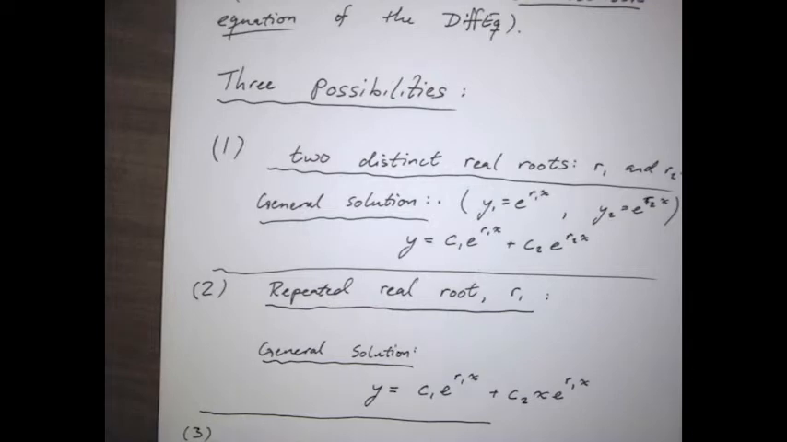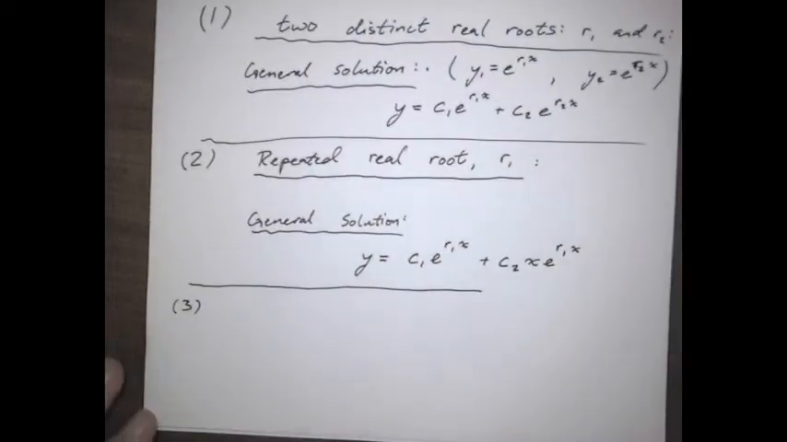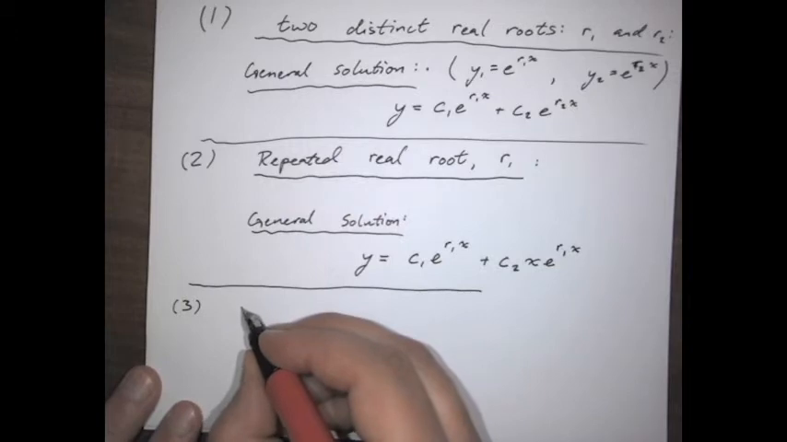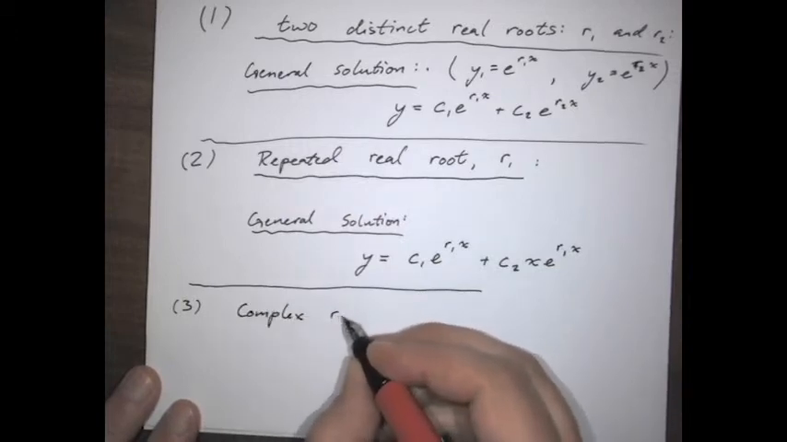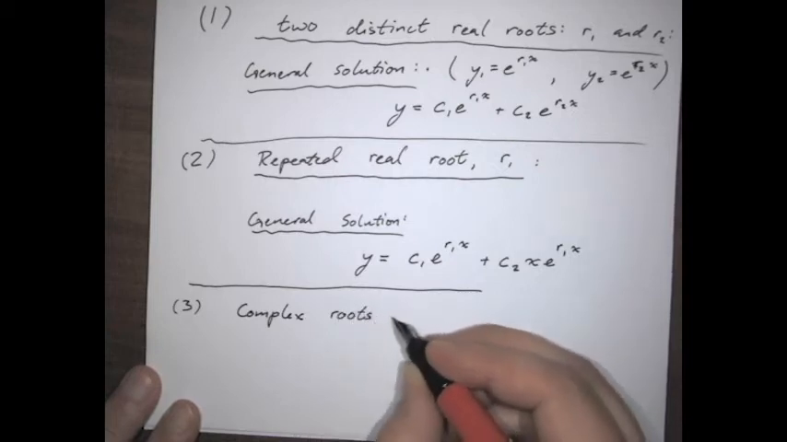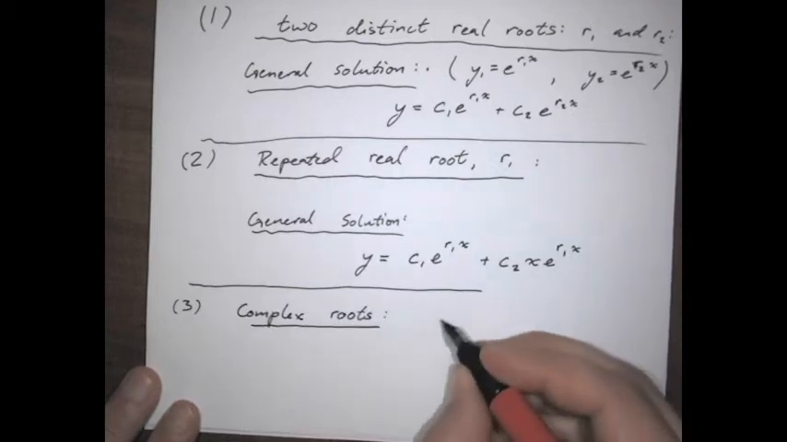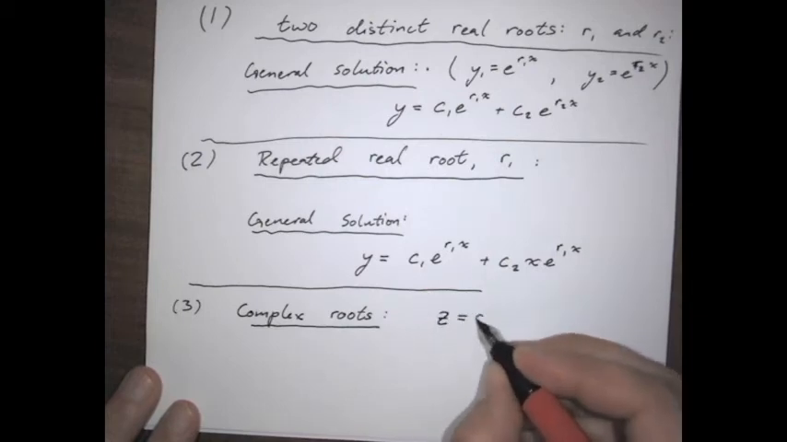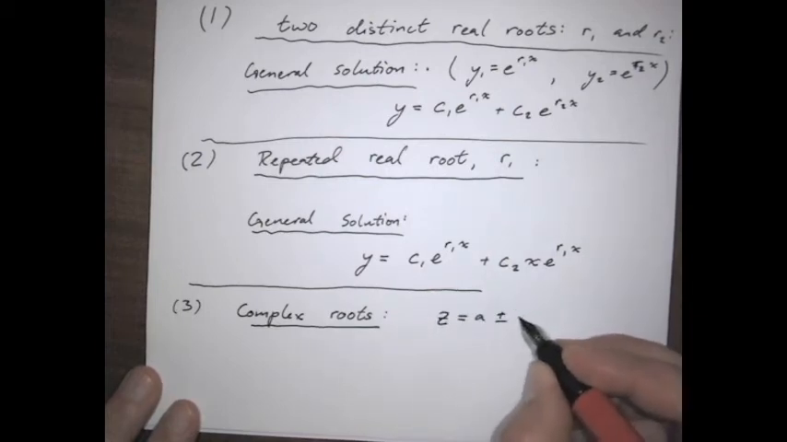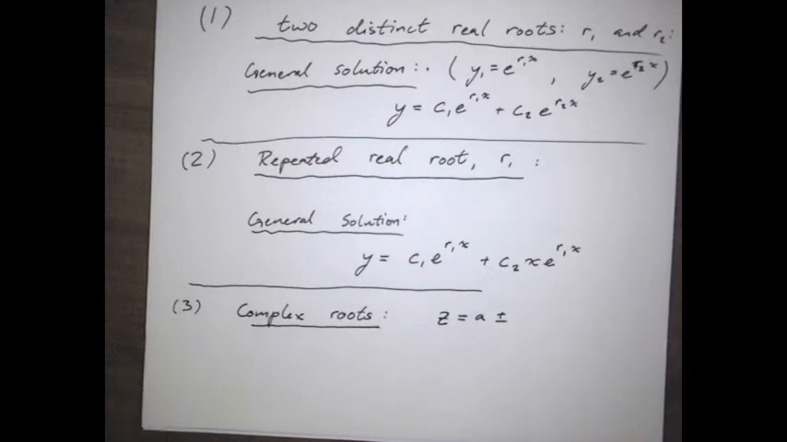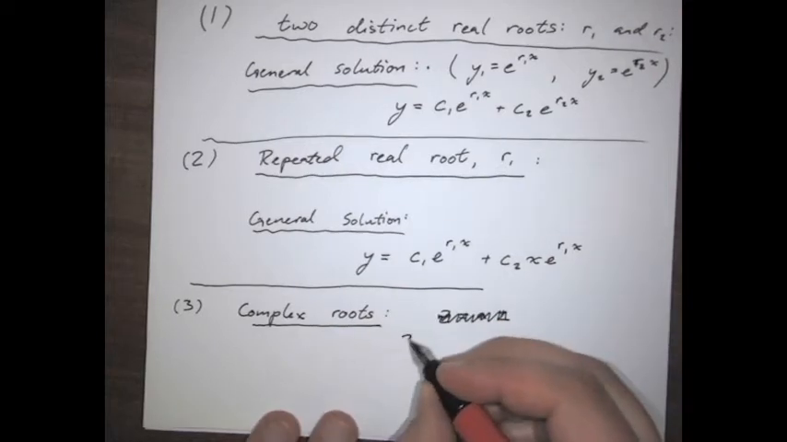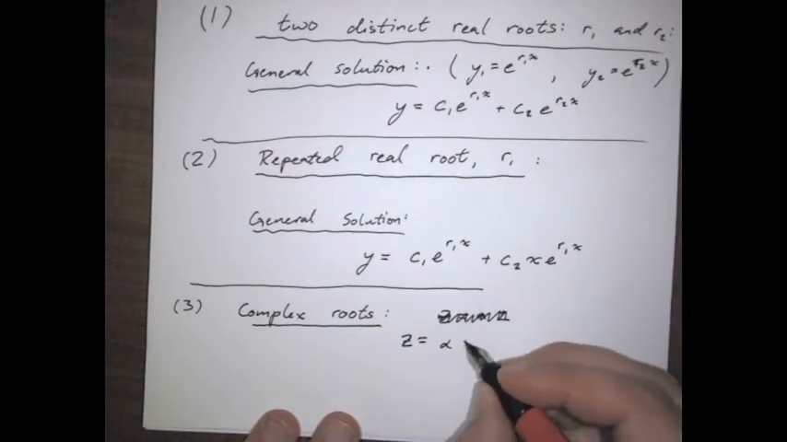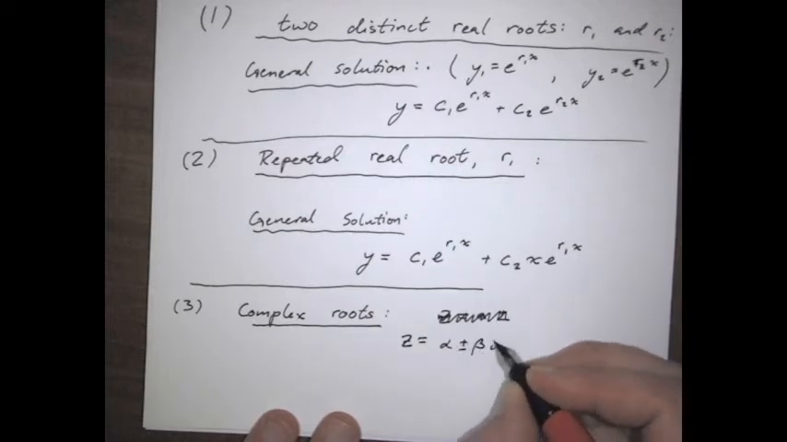And then 3. This is the most nuanced case, and that is a case of complex roots, and we'll say that they are of the form z, which equals, and there'll always be a conjugate pair, a plus minus, actually, I shouldn't use the letter a here. I'm going to use z equals alpha plus minus beta i.